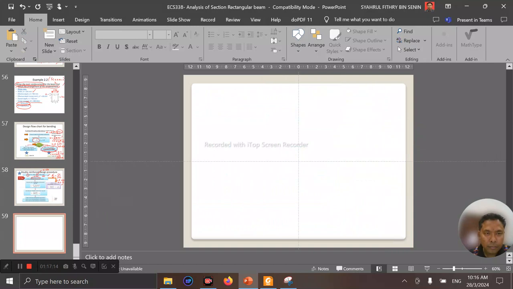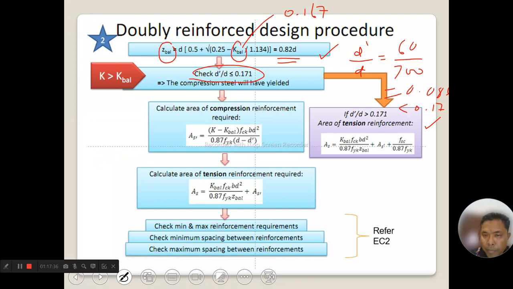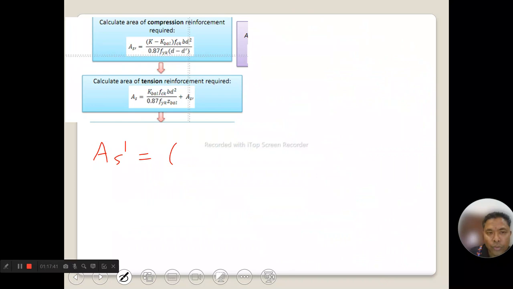Okay, saya letak kat situ. Mana pen saya? Okay, so saya look at your right. AS prime. AS prime is a compression reinforcement area. AS is a tensile reinforcement area. K tadi. Berapa tadi nilai K? 0.239. So, 0.239. Saya refer pada formula ni.